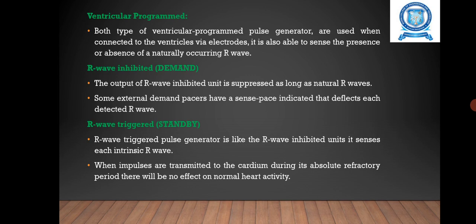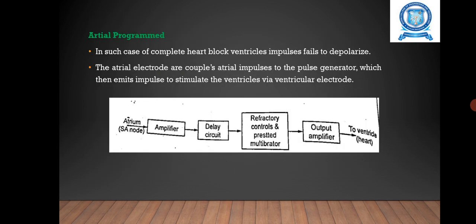R wave triggered. Its pulse generator is like the R wave inhibited units. It senses each intrinsic R wave. When impulses are transmitted to the cardium during its absolute refractory period, there will be no effect on normal heart activity. Next one is atrial programmed. In cases of complete heart block, the ventricles fail to depolarize, but the atria are able to depolarize. So atrial synchronous pacing is used.